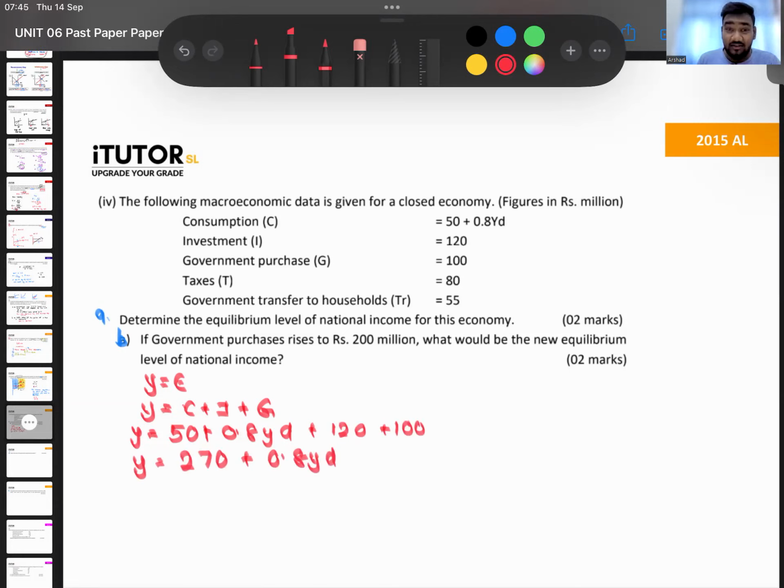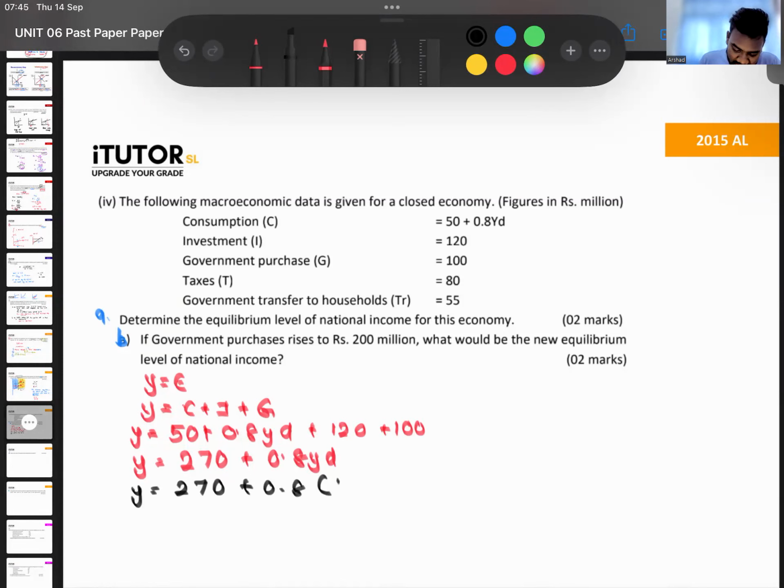You can't. What should you do? You need to convert the YD into Y. Okay. So how do you convert the YD into Y? No, previous question diagram is not necessary. If you want, you can draw a diagram, but the question doesn't ask. Okay. Now, so remember, Y is equal to 270 plus 0.8. Yes. How do you get YD?